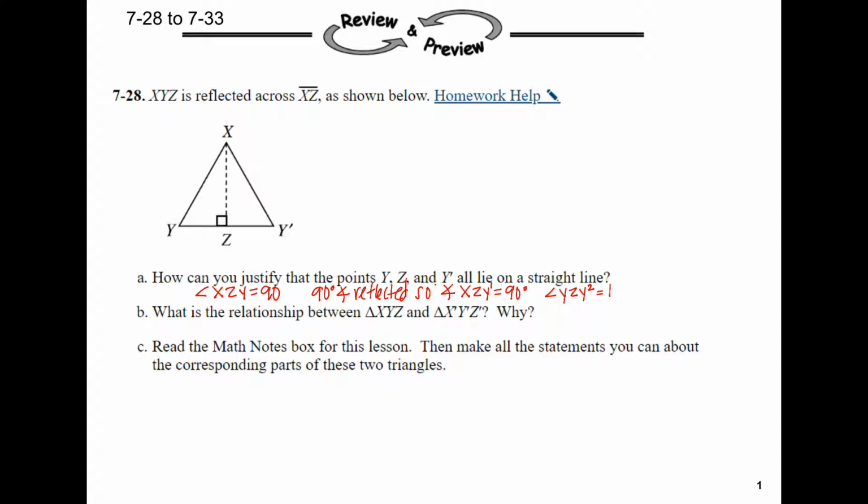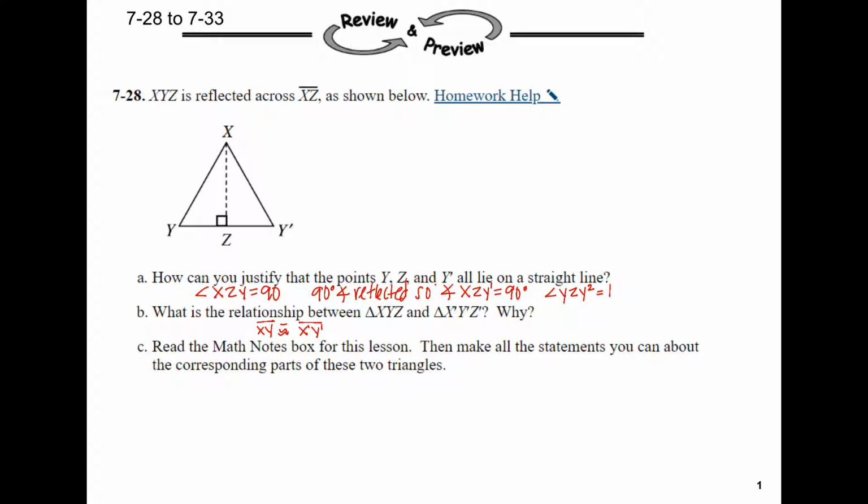What is the relationship between triangle XYZ and triangle X prime, Y prime, Z prime? So we can say that line segment XY is congruent to line segment X prime Y prime.